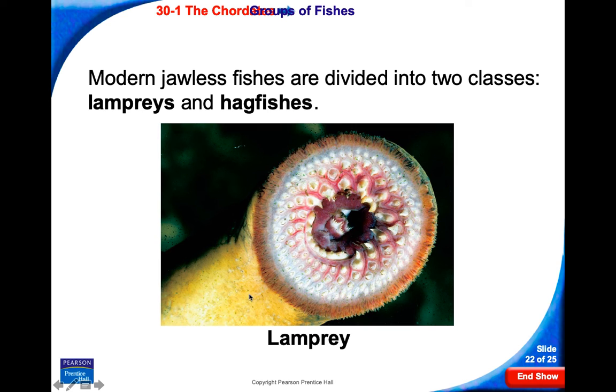The first are lampreys, which in my opinion are absolutely terrifying. This is the mouth of a lamprey. I don't have a picture of the rest of its body, but it's just kind of long and eel-like. Looks very similar to the lancelets that we saw earlier. Similar body shape, they look kind of eel-like, but they don't have a jaw. They do have rows and rows of teeth, which are absolutely terrifying.